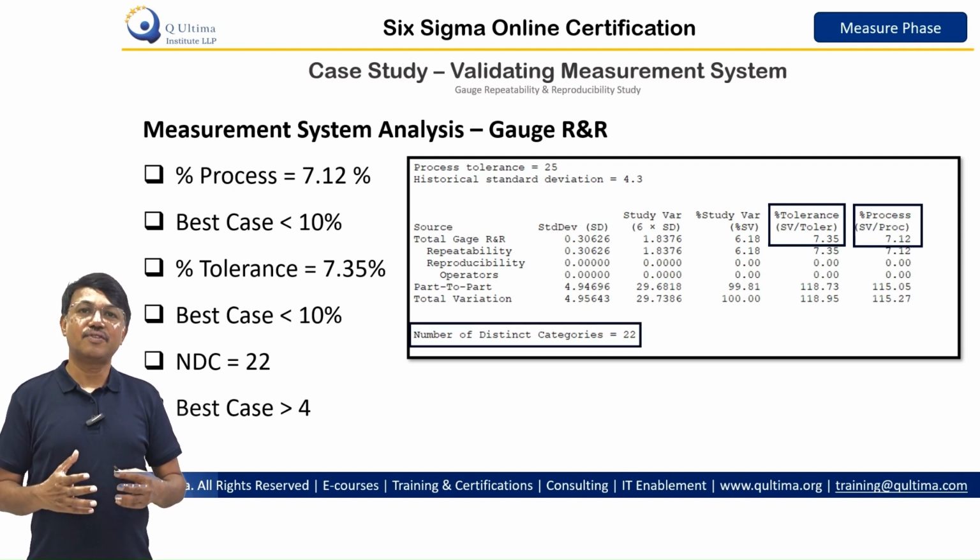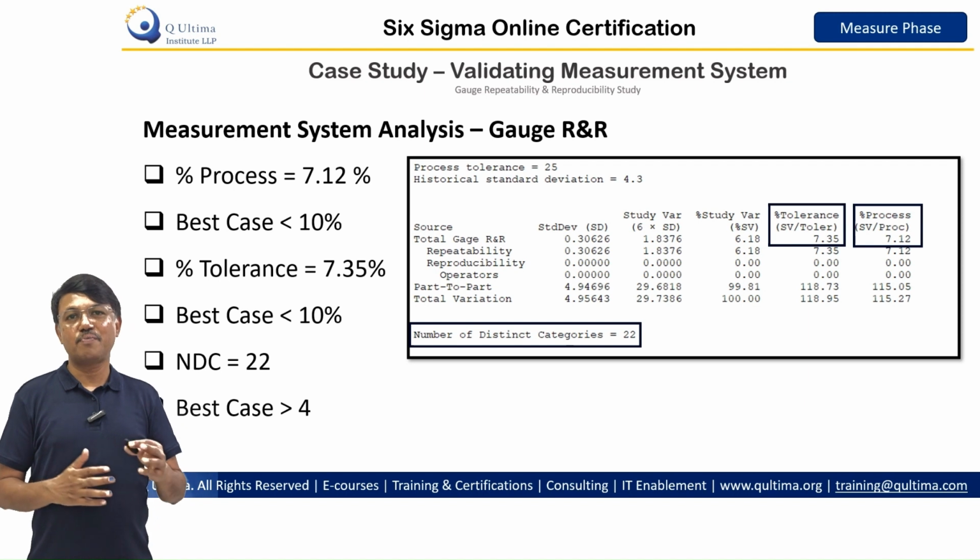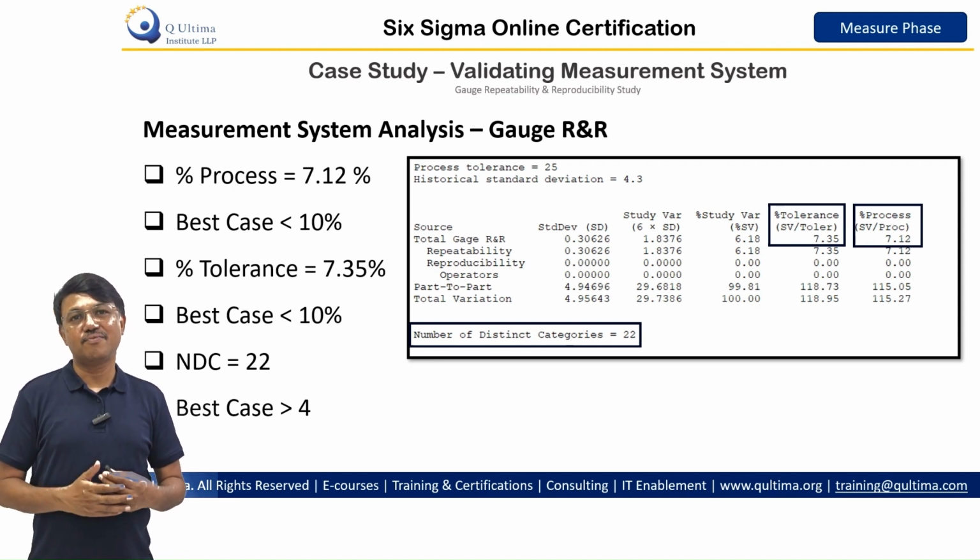The third thing that we should see is NDC, number of distinct categories. In this case it is 22, the requirement is only more than 4, and therefore we can say it is an excellent system for identifying or distinguishing parts.